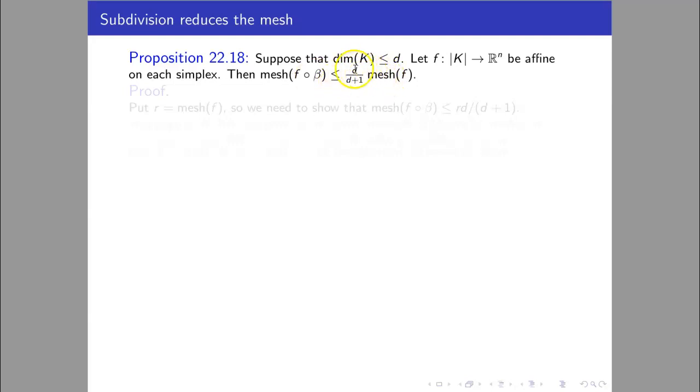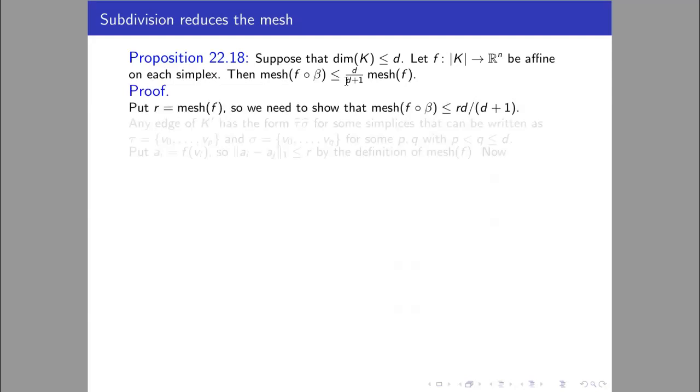So the key point here is this is some factor that doesn't depend on the precise details of the complex except on the dimension, and it is strictly less than 1. It's not that much less than 1. If you've got a very high dimensional complex, then the shrinking factor is pretty close to 1. If you've got a 10-dimensional or 9-dimensional complex, then you're only shrinking the distance by a factor of 0.9, but you are at least shrinking it by some constant factor less than 1. Okay, so let's prove this.